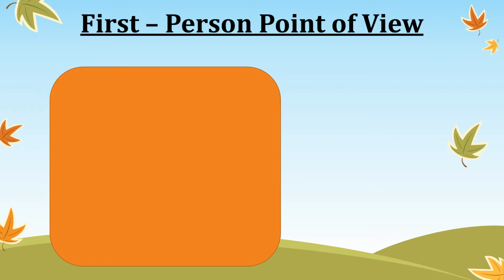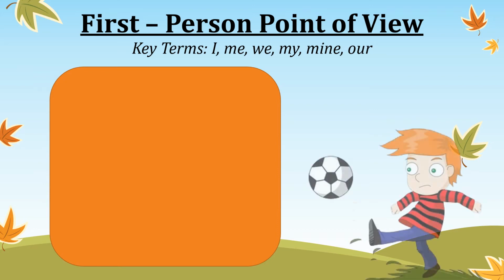First up is first person point of view. Let's take a look at some key terms. Keep a lookout for I, me, we, my, mine, and our. These help us to know when a story is given in first person point of view. Take a look at this example.